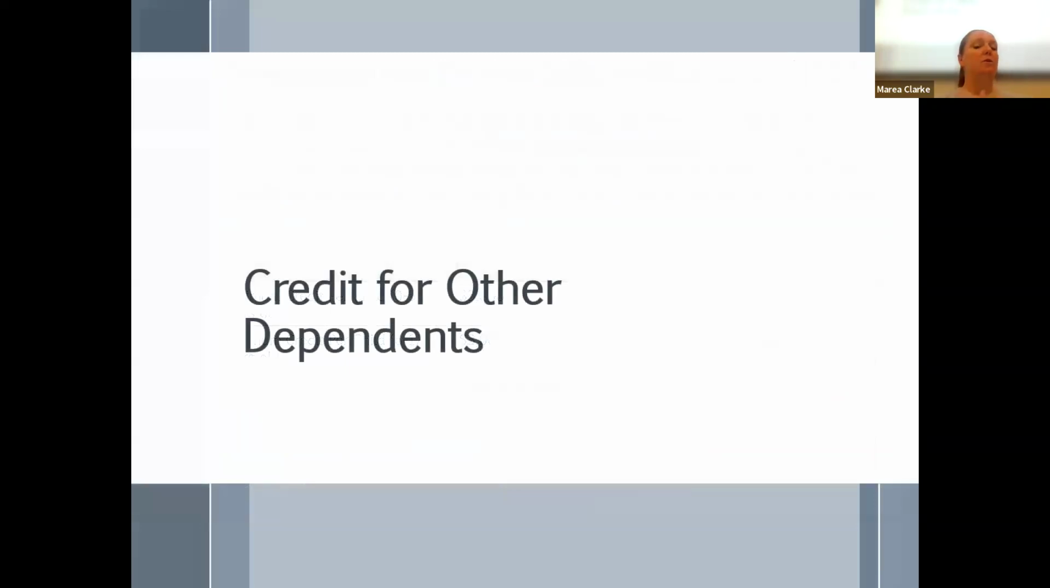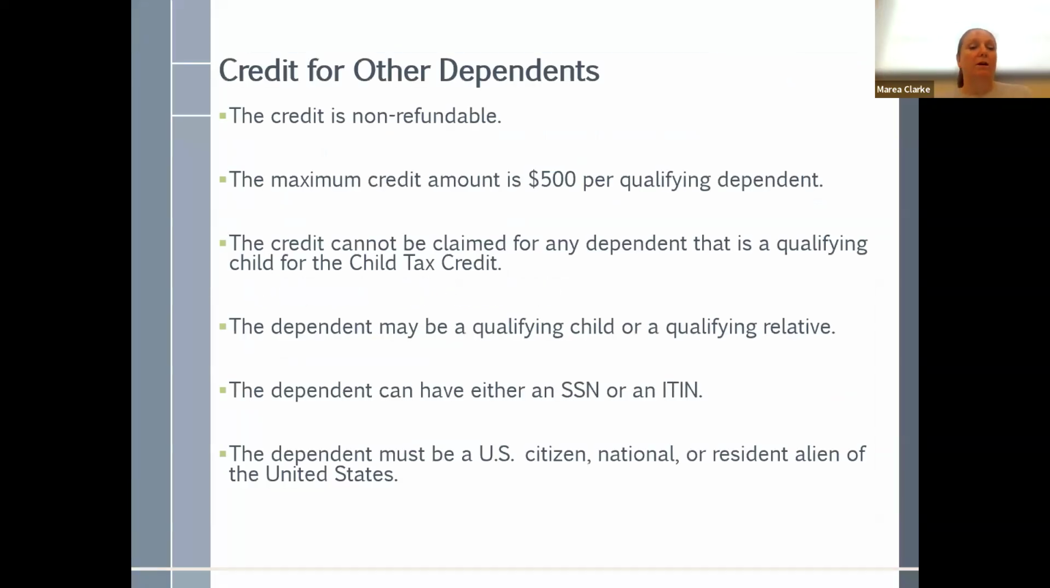All right, if somebody doesn't qualify for the child tax credit, they might qualify for the credit for other dependents. Again, this is a non-refundable credit. It is smaller, only $500. If you meet the criteria for the child tax credit, then you have to use that one. You can't use this other dependents credit. But they can be different relationships. They can be a qualifying child or a qualifying relative.